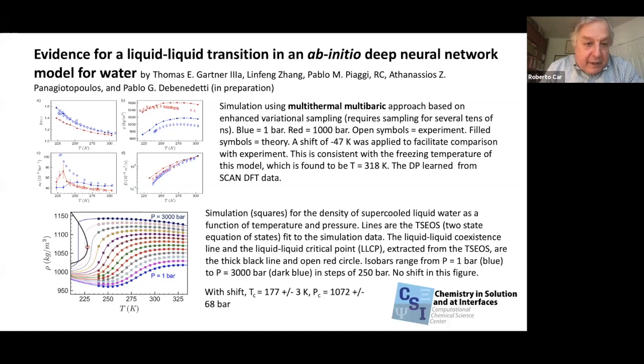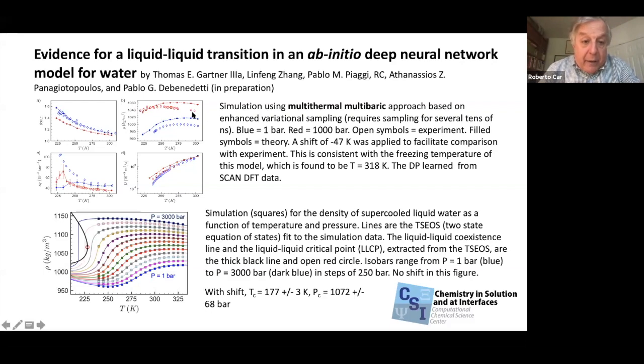Let me explain very briefly. We have combined the deep neural network description that I mentioned before, based on density functional data using the SCAN functional that works quite well for liquid water, with a multi-thermal, multivariate approach that is able to provide information over an entire finite range of pressure and temperature. In order to use this kind of technique, one needs to sample with molecular dynamics for several tens of nanoseconds, which is completely beyond the scale of ab initio MD simulation.